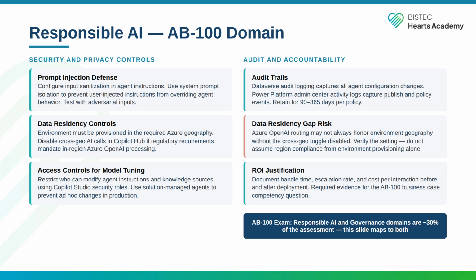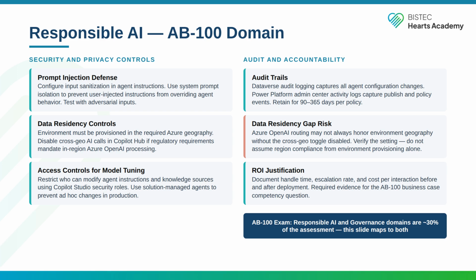Dataverse audit logging captures all agent configuration changes with user identity, timestamp, and change detail. Power Platform Admin Center activity logs capture publish events and policy changes. Together, these 2 sources provide the audit trail required for compliance reporting and for the AB 100 exam's governance competency questions. Retain for 90 to 365 days per your organizational policy. Export to a SIEM or Azure storage account if native retention is insufficient.